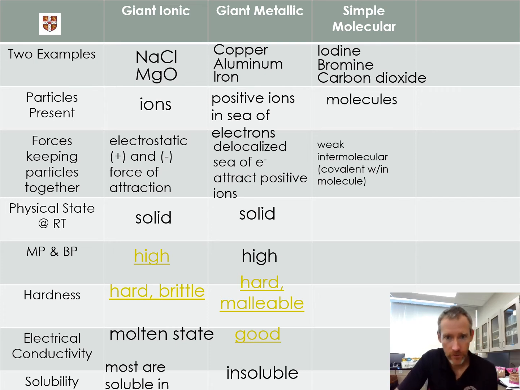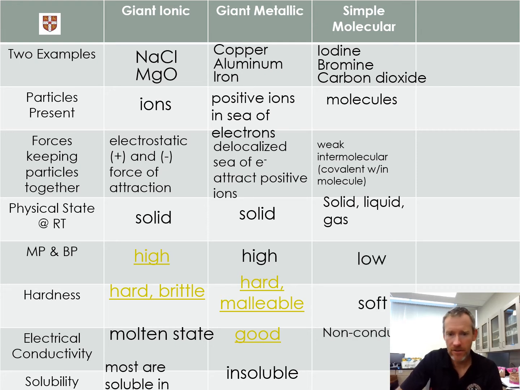So simple molecular: iodine, bromine, carbon dioxide, a solid, a liquid, a gas. These are molecules with very weak intermolecular forces, but there are covalent bonds within the molecule. They exist in all three phases, with low melting points and boiling points, and they're very soft. They do not conduct electricity, and are usually insoluble. There are some cases that are soluble in water, but most of them are insoluble.